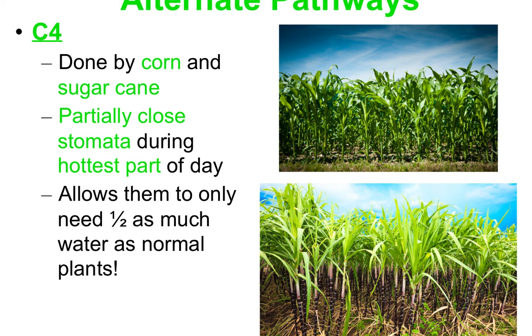We can make a lot of corn. We feed all of the animals that we eat corn. And of course, a lot of things are made out of sugar. So sugar comes in lots of different forms. C4 plants are the love of science and food production for sure.